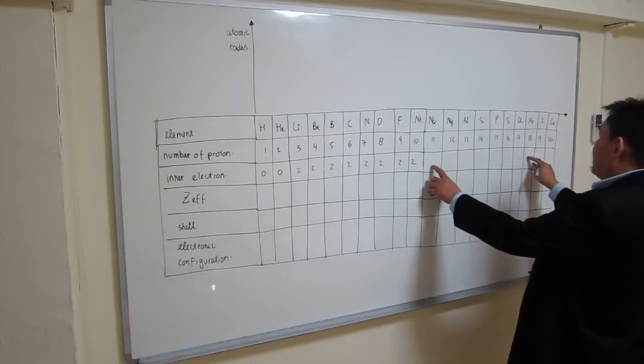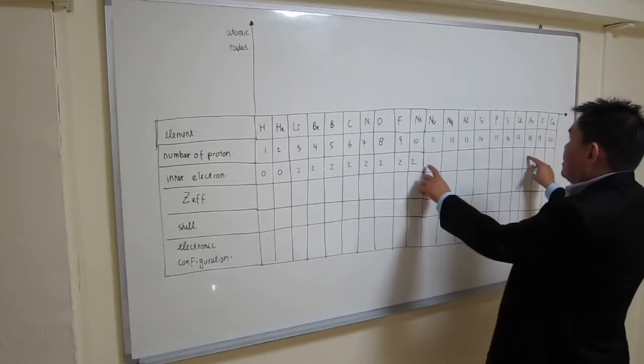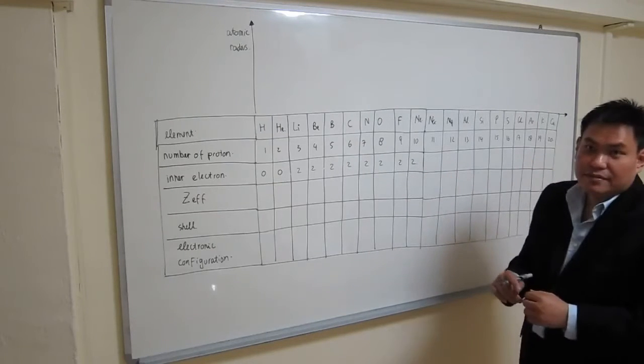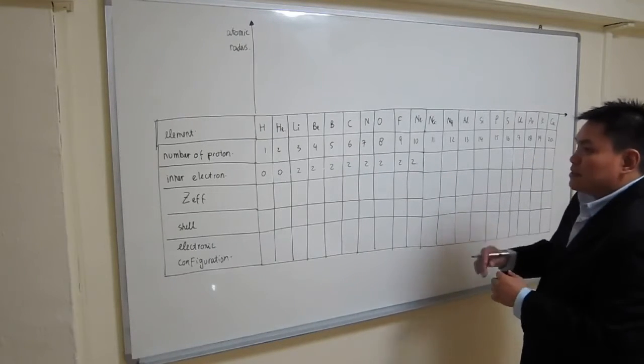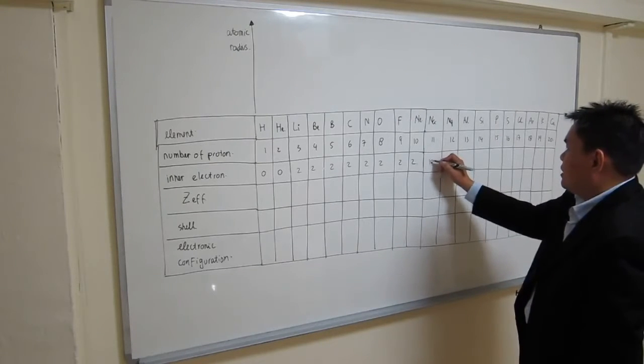Sodium all the way until argon is in the third period. So the inner electron is the electrons on the first and second shell. In total there will be 10.